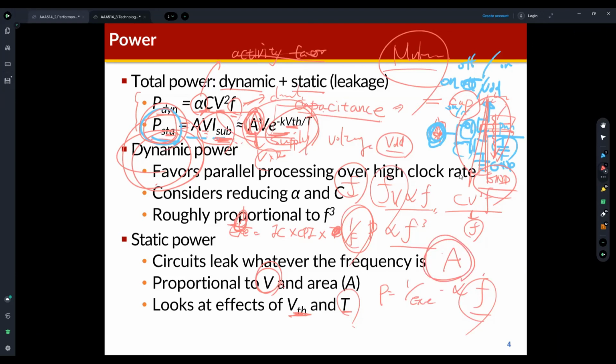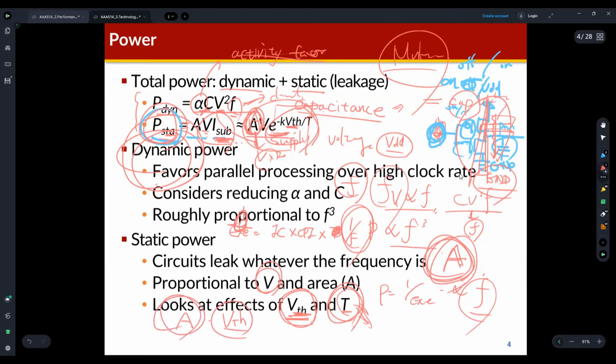Also, this static power is highly influenced by the threshold voltage of the CMOS transistor, and then temperature. But we cannot control the temperature in the processor. So actually, the area and the threshold voltage are very critical factors that determine the static power of the processor.